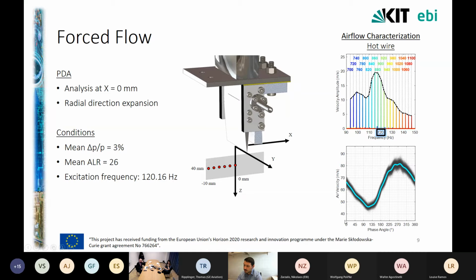Of course, you can see directly the phase averaged air velocity here, measured and calculated through the hot wire in one cycle of the phenomenon. So, of course, the pressure drop will vary, so an average of 3% was expected, and an average air-to-liquid ratio of 26. From now on, most of the graphs regard the position x equals 0, and at the end we will see what happens to the other radial distances.